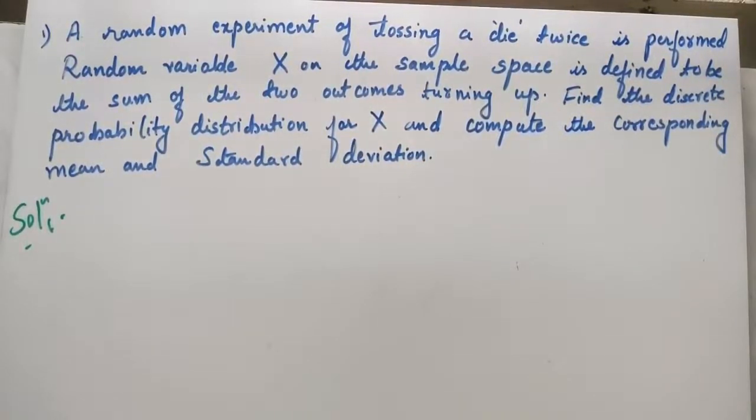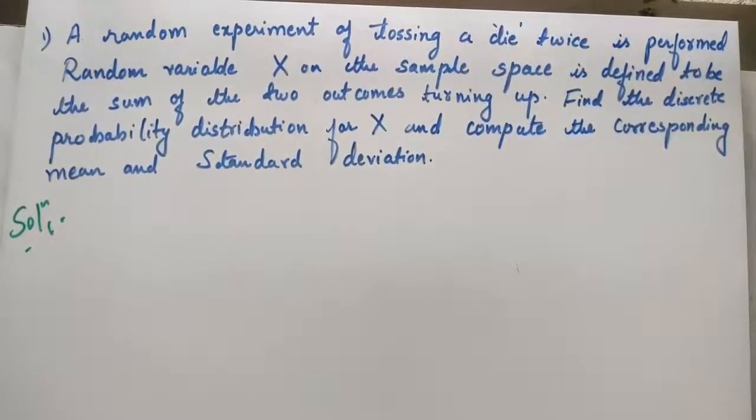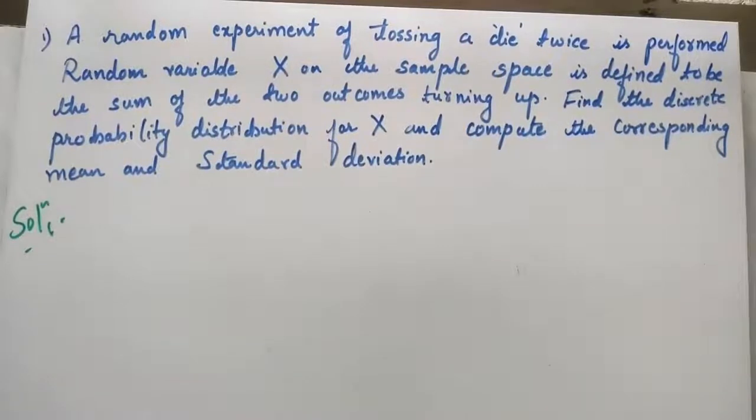A random experiment of tossing a die twice is performed. The random variable associated to that random experiment on the sample space is defined to be the sum of the two outcomes turning up. Find the discrete probability distribution for X and hence compute the corresponding mean and standard deviation. I hope the problem is clear to all of you. Now let's see how to solve this problem.